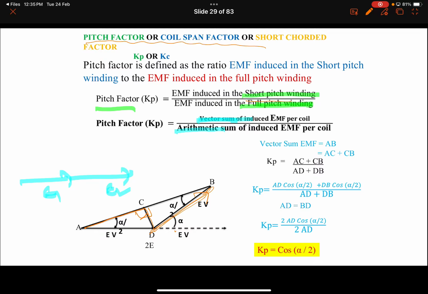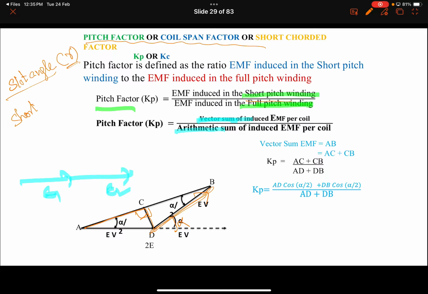So the angle will be as per the trigonometry. I forgot to specify: try to represent slot angle as gamma. Previously I used another term here, so just make the changes. We'll follow what is there in the PDF. And there is one more term called short pitch angle, which is represented by alpha.